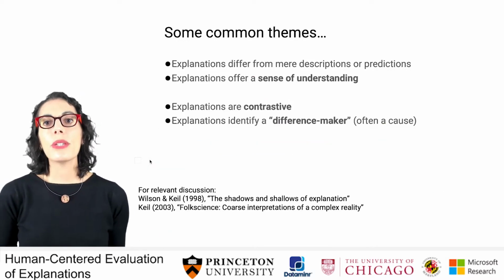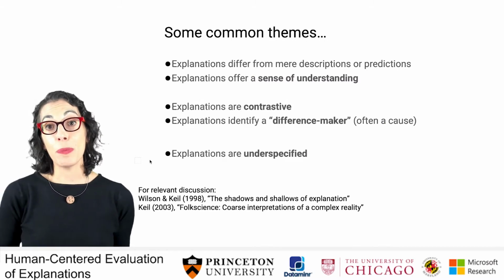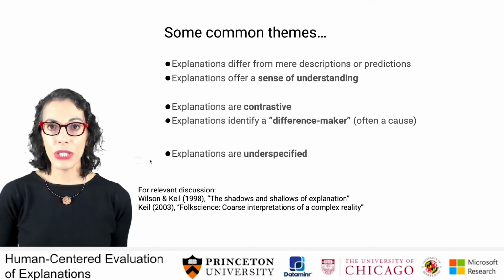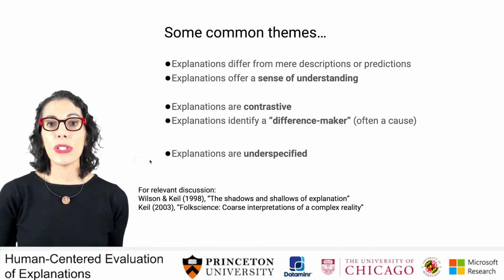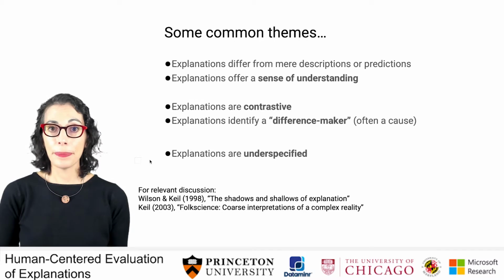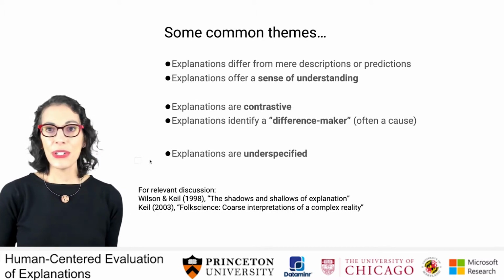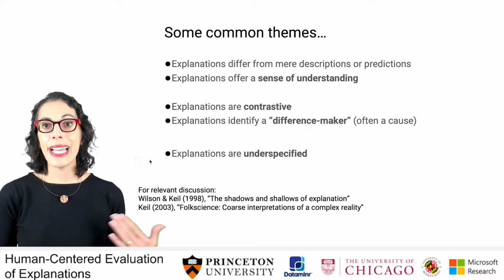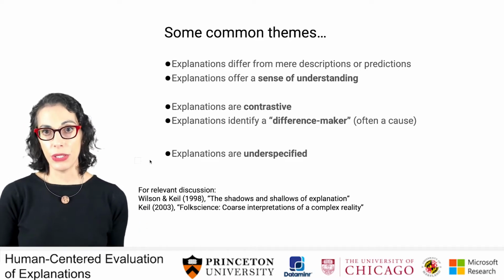We've just seen one reason why explanations are underspecified. They don't need to identify every element of a causal chain. But explanations are also underspecified for other reasons as well. First, communication of all forms is typically incomplete. We say just enough for our intended audience to infer the answer to their question.